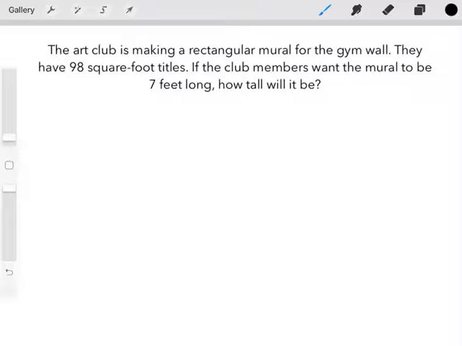Hi everyone. So hopefully you guys all did your mental math and you've moved on to your math message for lesson 6.4. So first we're going to start off by reading the math message. It says the art club is making a rectangular mural for the gym wall. They have 98 square foot tiles. If the club members want the mural to be 7 feet long, how tall will that mural be?